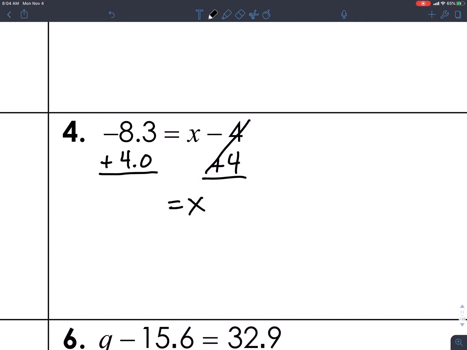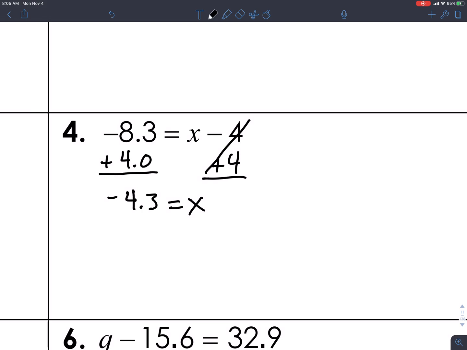I got a negative and a positive. I still subtract, and then I keep the sign of the number with the greater absolute value, or the number that's farther from 0. So I know this number here is farther from 0 than positive 4. It doesn't matter which direction it is, just how far it is units-wise. So I can go ahead and subtract these, and I know my answer is going to be negative. 3 minus 0 is 3, 8 minus 4 is 4, and it's going to be a negative 4.3.